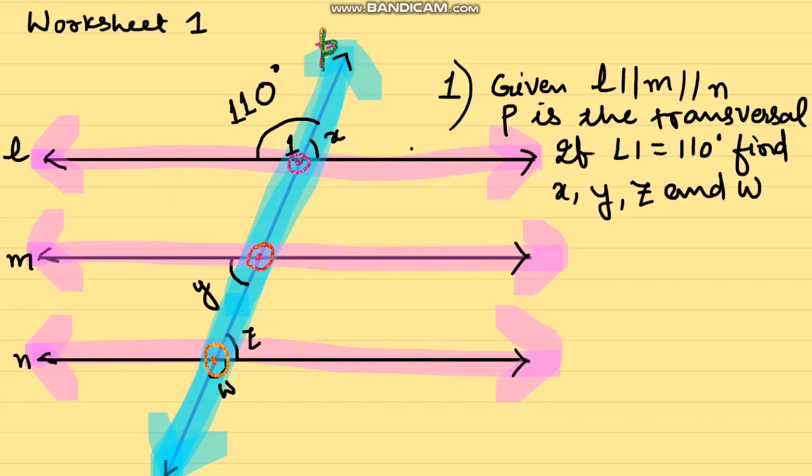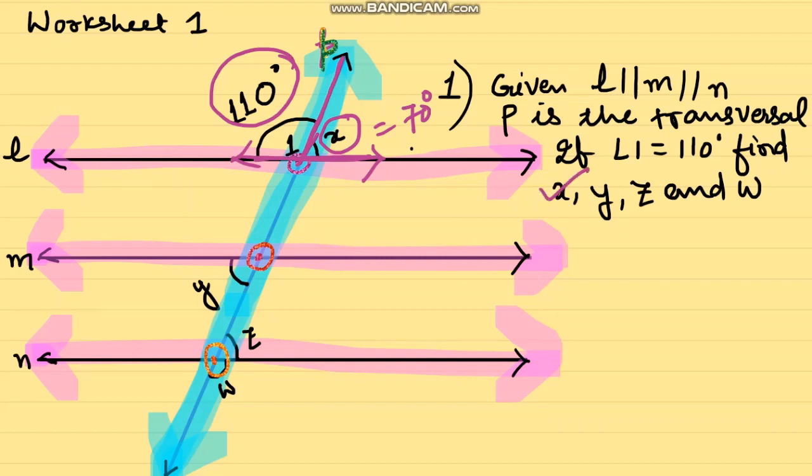See children, if you observe angle 110 degrees and angle x, both of them form a linear pair. See, both of them are on the same line and they have been separated by one line. So these two are forming a linear pair. So x will be equal to 180 minus 110. So that will be equal to 70 degrees.